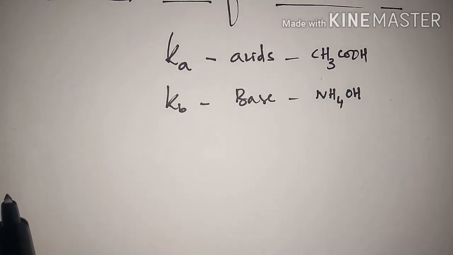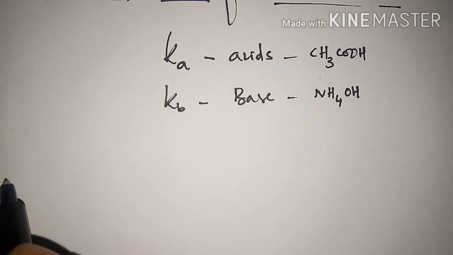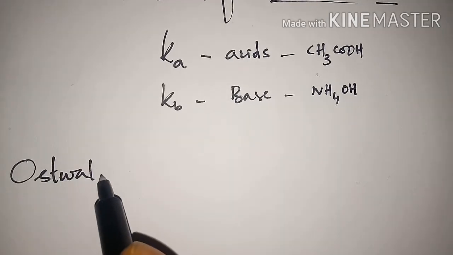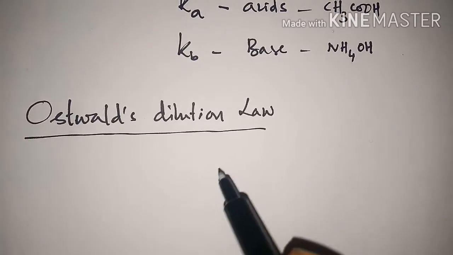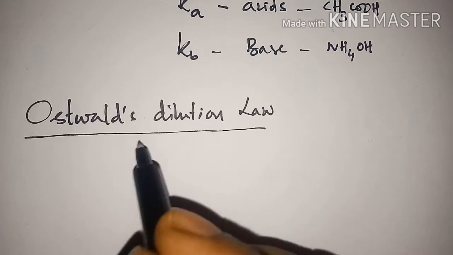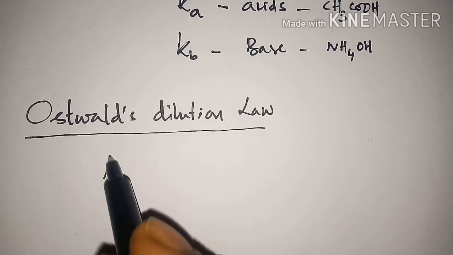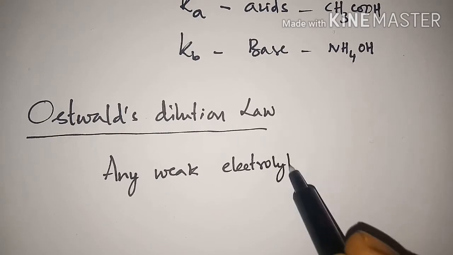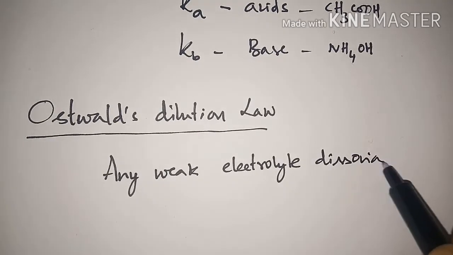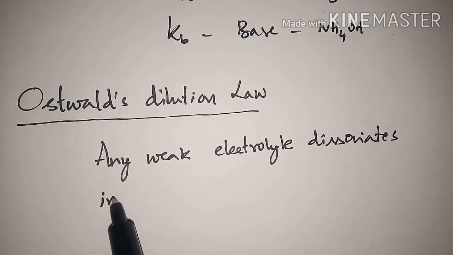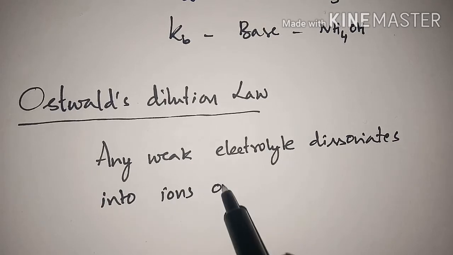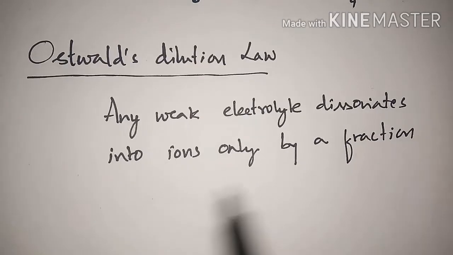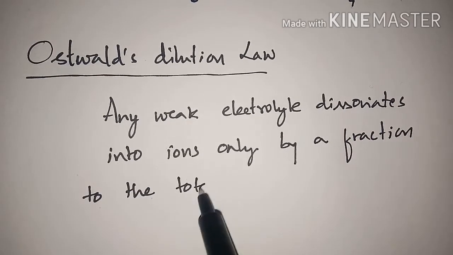Now that is based on Ostwald's dilution law, so first we should know Ostwald's dilution law. According to this law, which is applicable to an equilibrium, any weak electrolyte dissociates into ions only by a fraction of the total number of molecules.